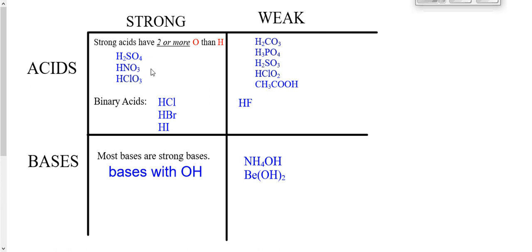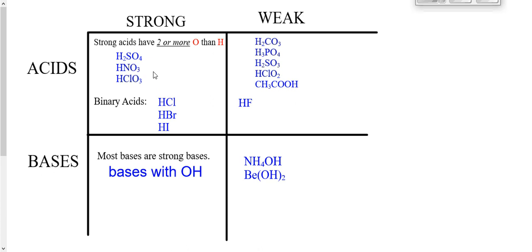Based on their formulas for acids, if the acids are oxyacids, they contain oxygen, count the number of hydrogens and the number of oxygens and subtract. 4 O's minus 2 H's is 2. Anytime we get a number of 2 or more, that means it's a strong acid. 3 O's minus 1 H is 2. 3 minus 1 is 2.